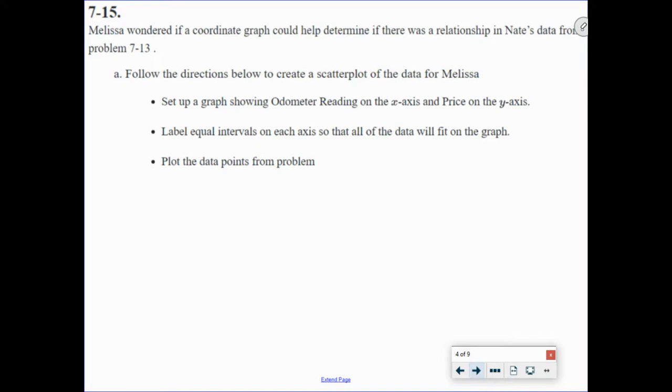Problem 715. So you should have something written for that. I'll be expecting a sentence or two saying that. And if not, pause the video, go back and write it, okay?